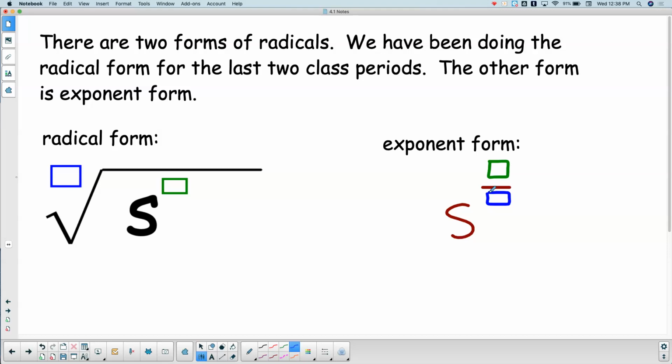So if I have the 7th root of x to the 5th, that would be in radical form because I see a radical. Correct? Its corresponding exponent form would be x to the 5/7 power.